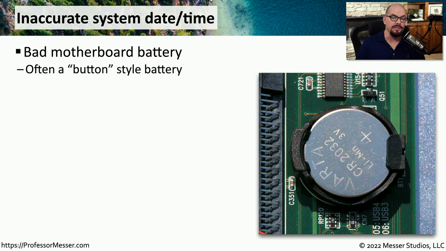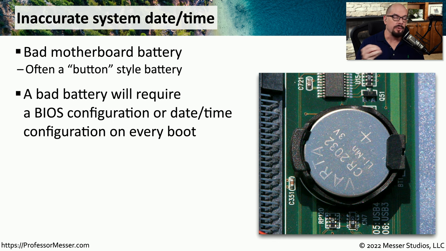If you start your computer and you notice that the date and time is not correct, it may be that the battery that's on your motherboard has failed. This battery on your motherboard is responsible for maintaining the date and time when your system is unplugged. So if you start up your system and the date and time are not correct, it's probably because this battery is discharged.